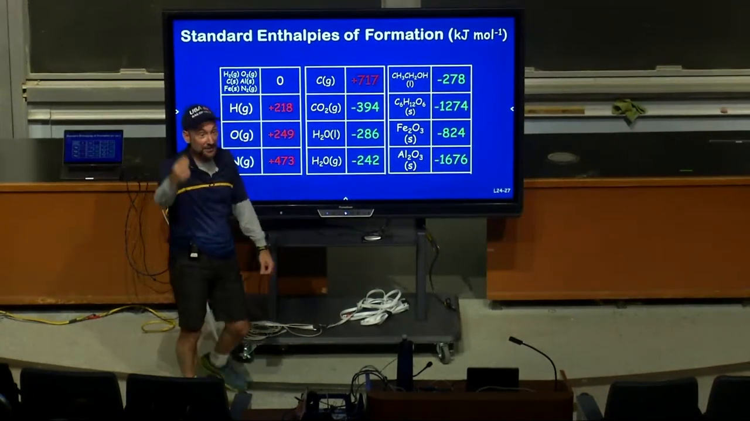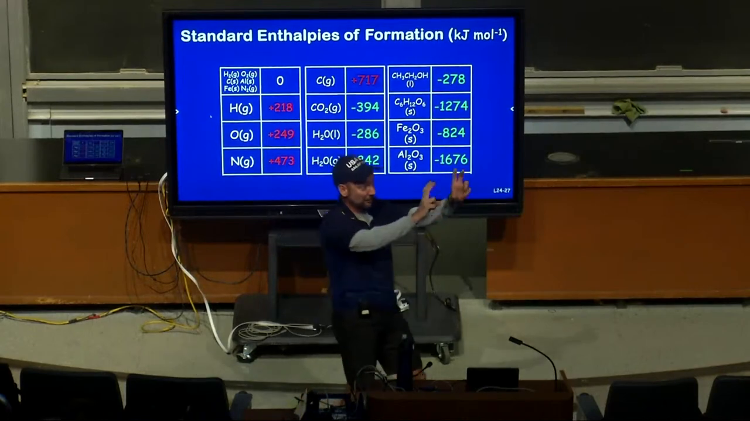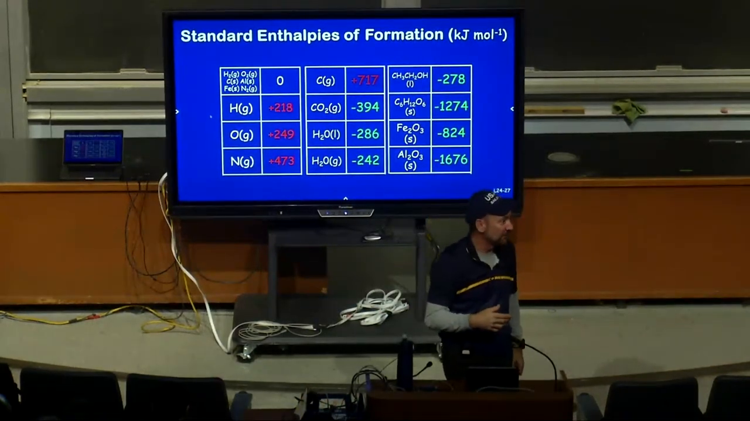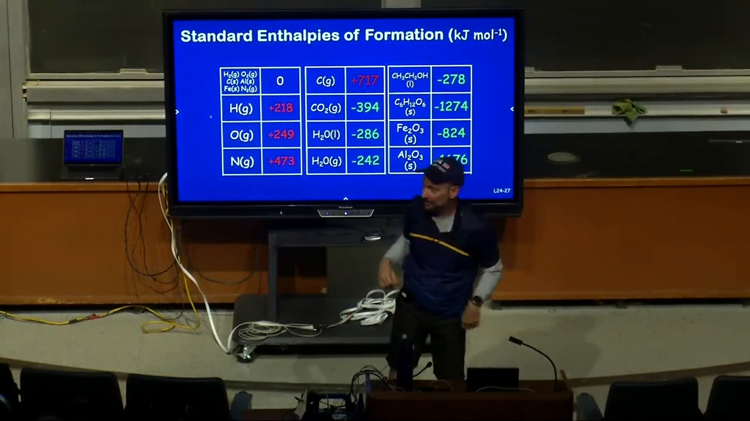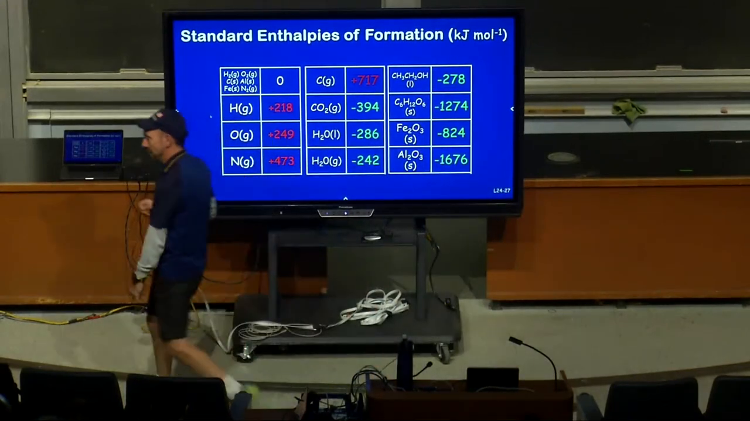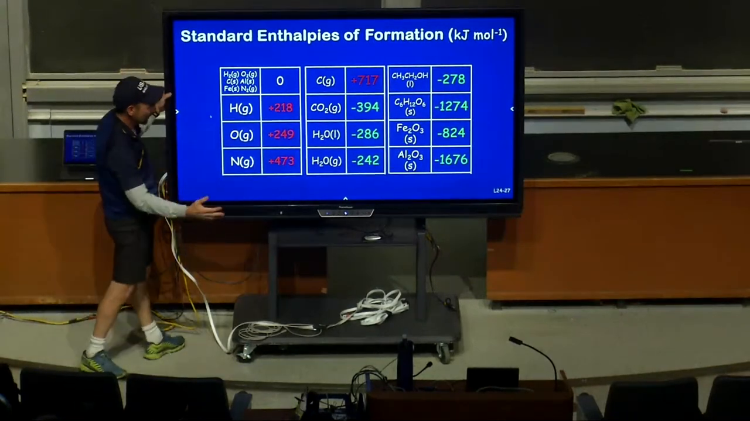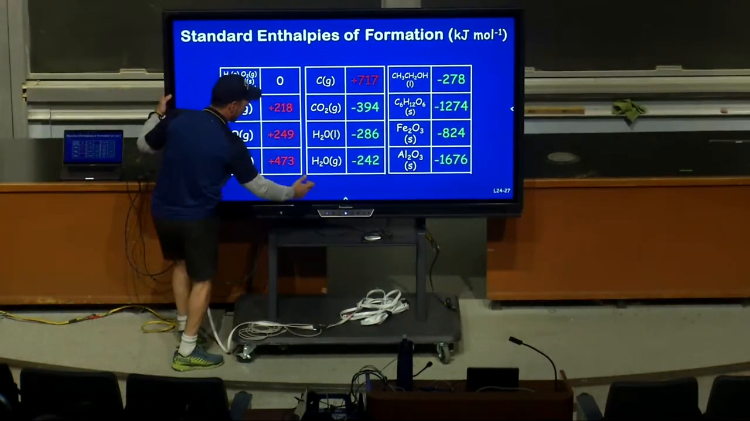So you can use this estimate to say, well, I'm breaking these carbon bonds and I'm making these carbon bonds. I can estimate what the enthalpy will be, and I know how much protective gear to wear when I'm doing the reaction. We're always wearing the appropriate protective gear.